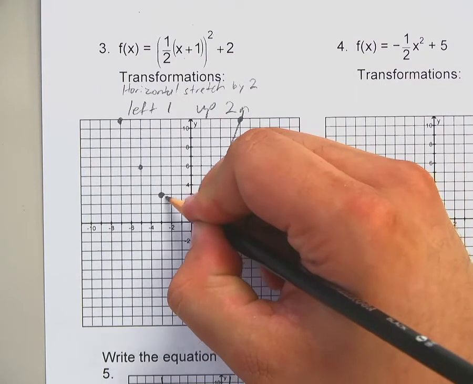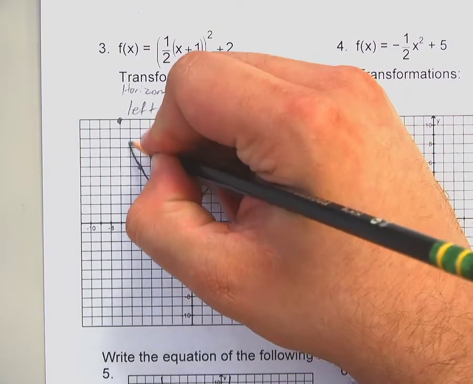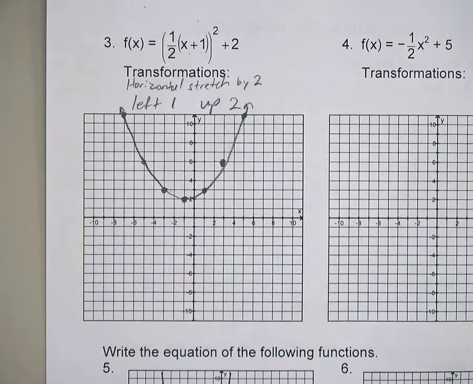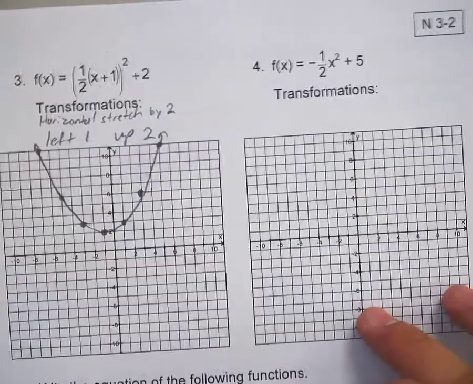All applied at the same time. So if you notice, there's a process to this. Start with your vertex, because that's the easiest one to find. It just goes left or right, up or down. And then apply your reflections to the positives and the negatives.